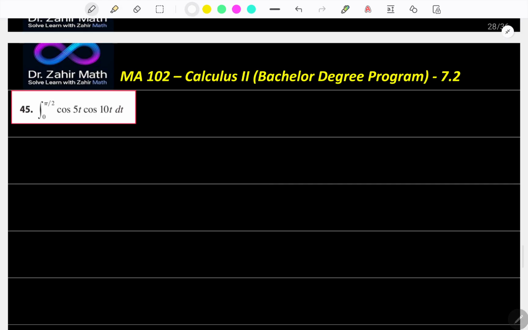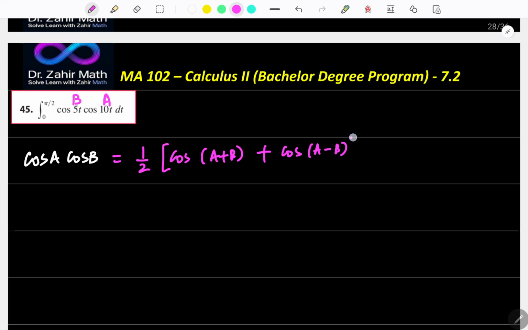So this is also a product of two functions. Now it is of the form cos A cos B. Can you tell me what is angle A? This is angle A, this is angle B. So this is equal to cos A cos B. What is the formula? Cos A cos B is equal to half times cos A plus B, plus cos A minus B, the third formula.